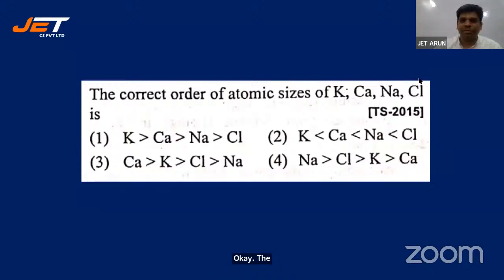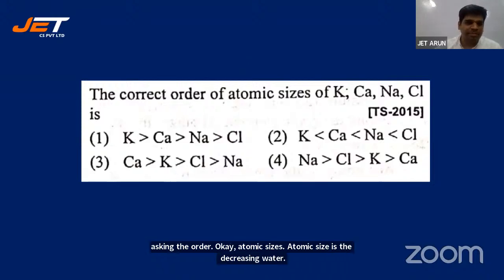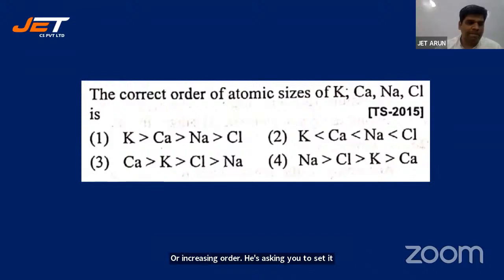The correct order of atomic sizes of potassium, calcium, sodium and chlorine is. He's asking the order of atomic sizes. Atomic sizes ni decreasing order lo pettumantunnaru or increasing order. He's asking you to select. Vaishali says 4. Harshvardhan says 3.